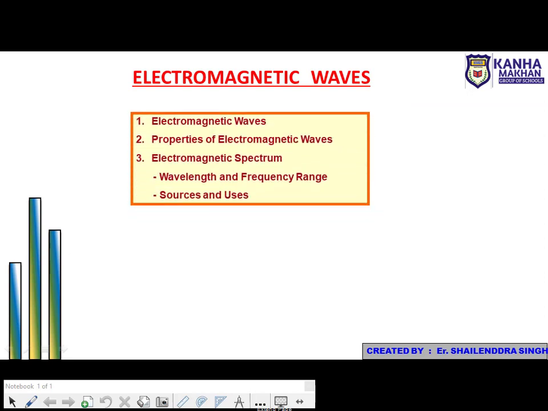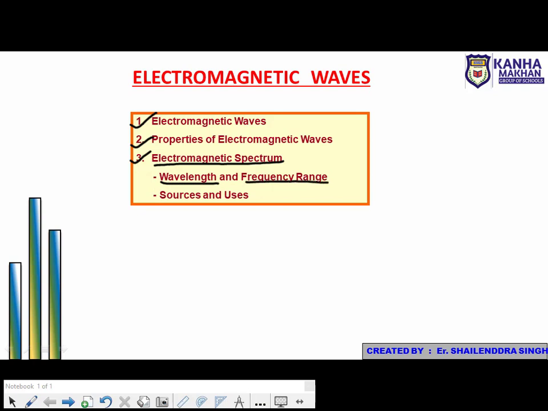First, we will discuss the electromagnetic wave. What is the EM wave? After that we will discuss the properties of electromagnetic waves, and the third and last point is the electromagnetic spectrum. It is a very important learning part of this unit, in which we will discuss the wavelength and the frequency range of each and every type of electromagnetic wave.